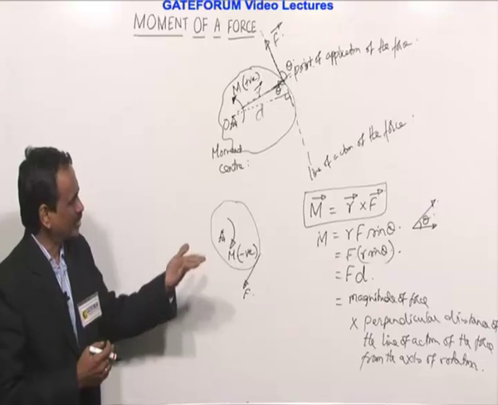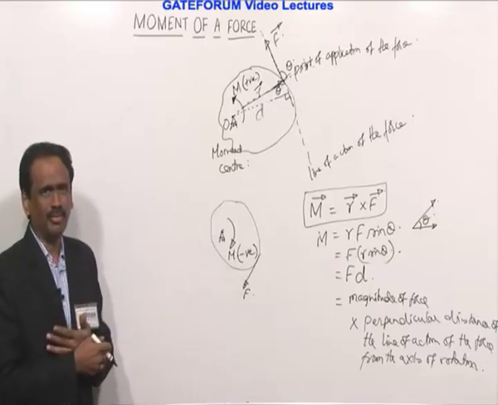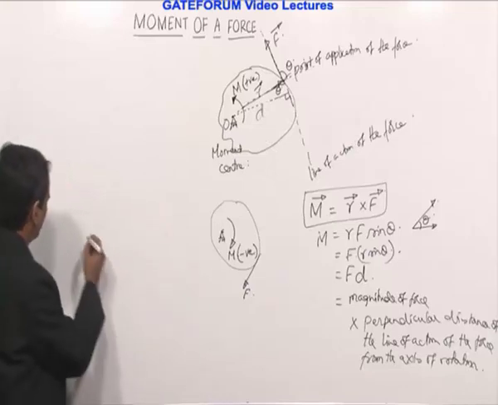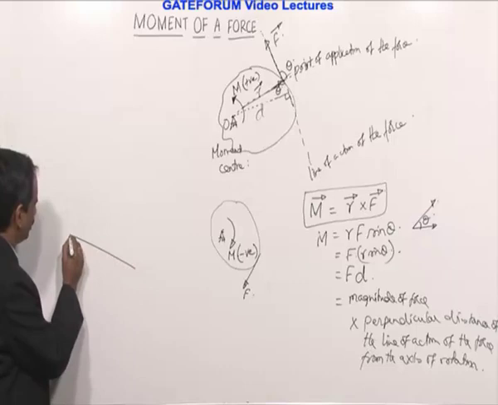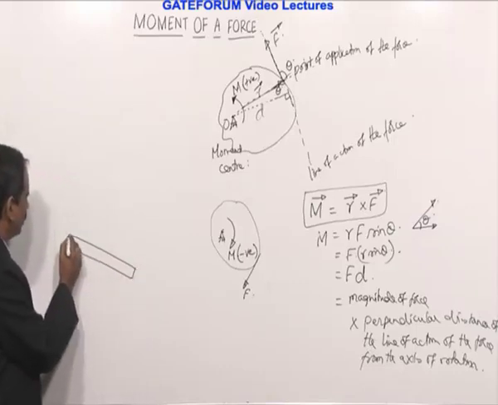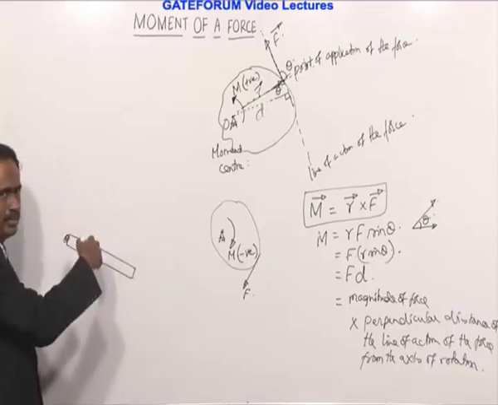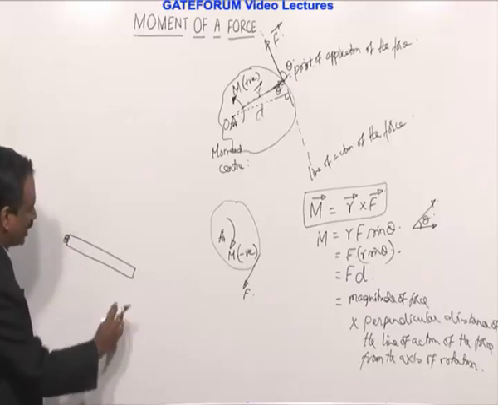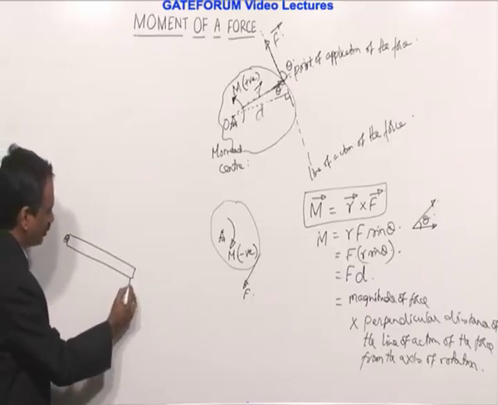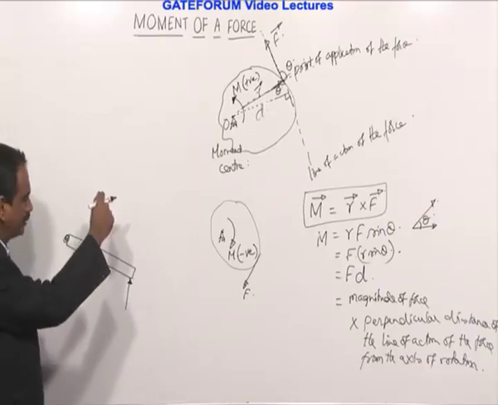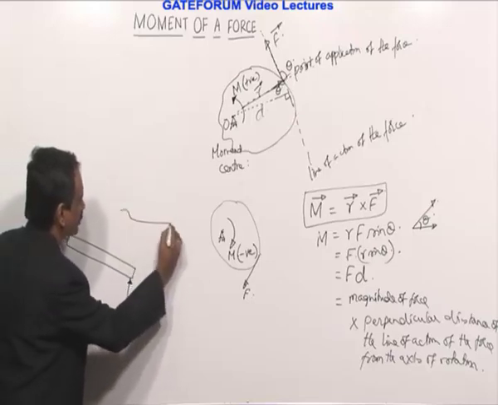Before going further, let's try to see when the moment of a force will be maximum. Now before that, let's see where are the instances where we are using this moment principle. Say there is a door, viewing from the upside. This is the place where it is hinged, and when you open the door, you apply a force like this. Then it causes rotation of the door, or same thing in the case of a spanner or any other thing.